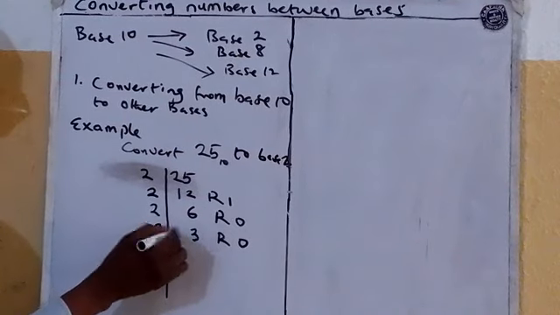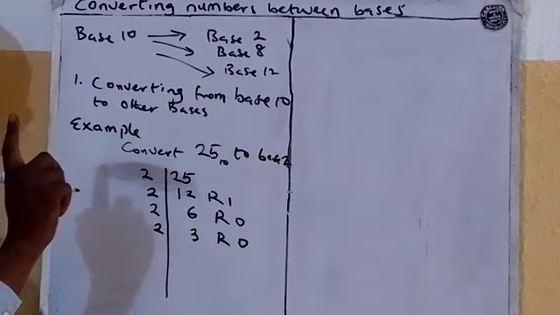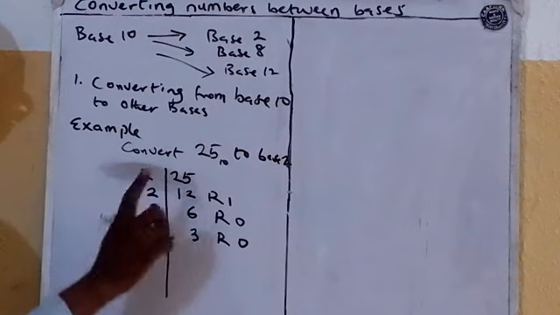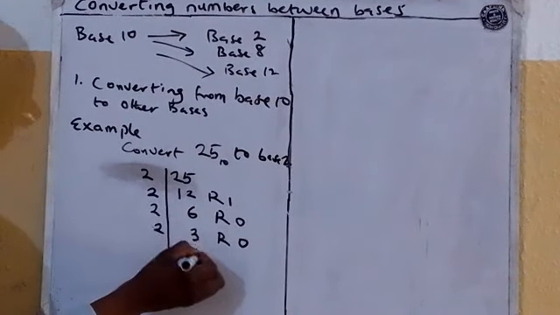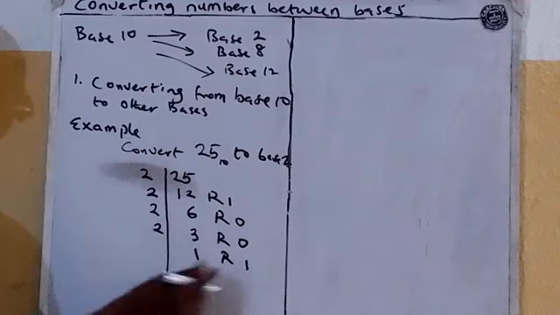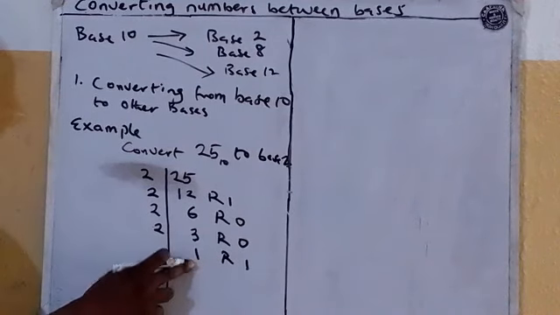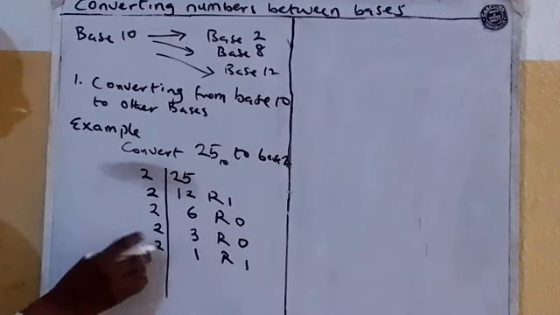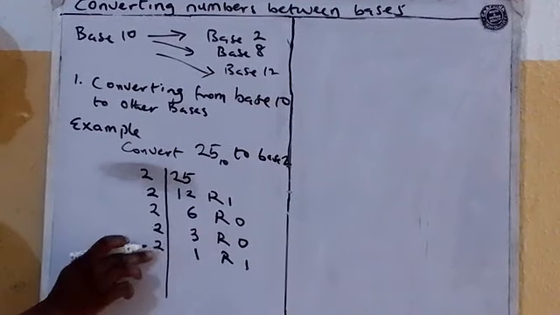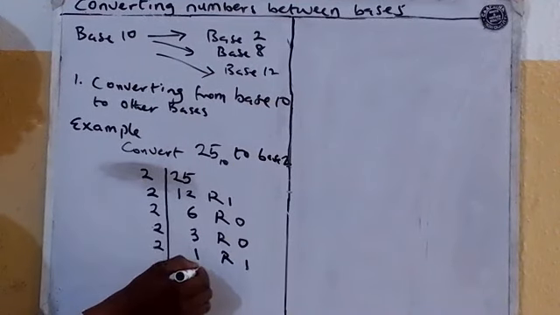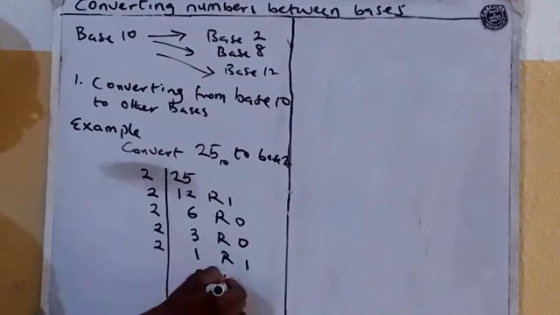Now again, 2 into 3 is 1 time, remainder 1. Because this one has not gone to 0 yet, I still divide by 2. So 1 divided by 2, 2 into 1 is 0, remainder 1.